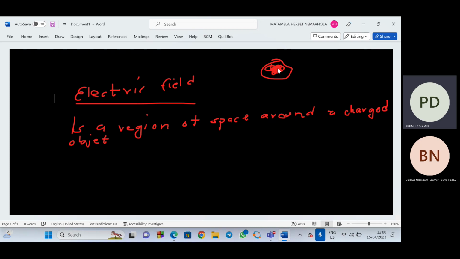This region around a charged object, when they say electric field, is like in a magnet. There is a region whereby it attracts things like metals. So it's kind of the same as that region that they are talking about.